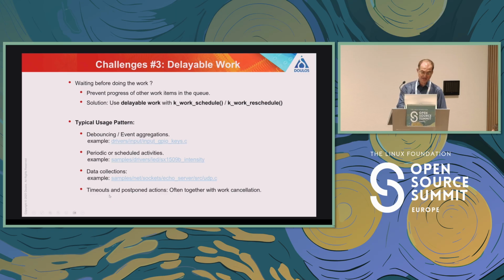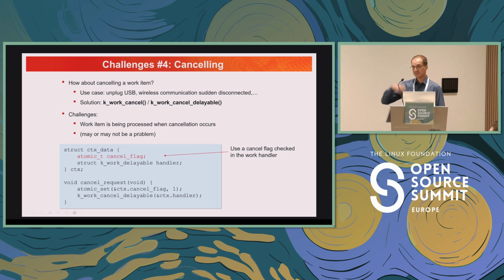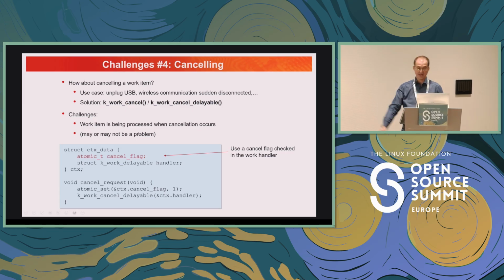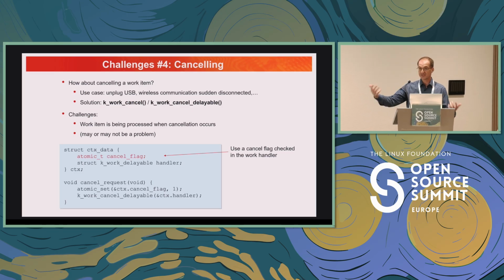Here I gave you some examples from the Zephyr code 3.2 that you can look at. They are relatively simple to understand. And finally, I want to finish with canceling. Sometimes you want to cancel a work item. Typically, you unplug a USB or you have a wireless communication that suddenly disconnects. You need to cancel the request.